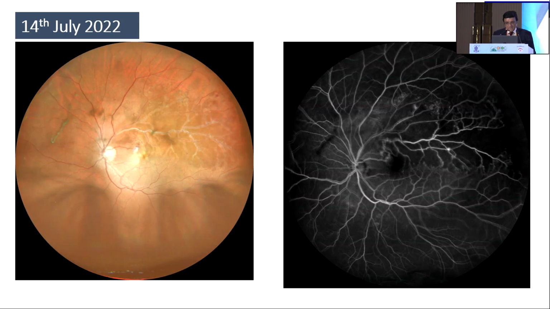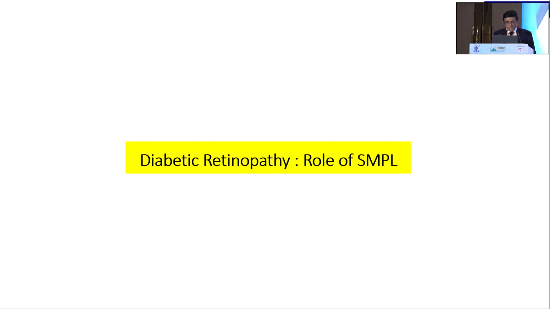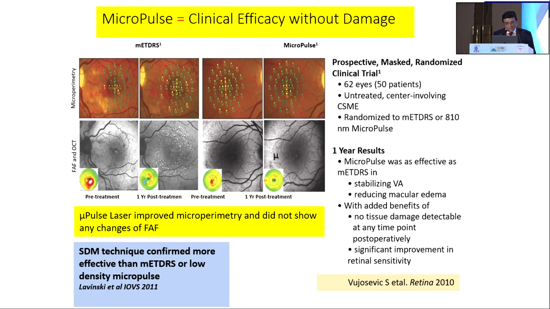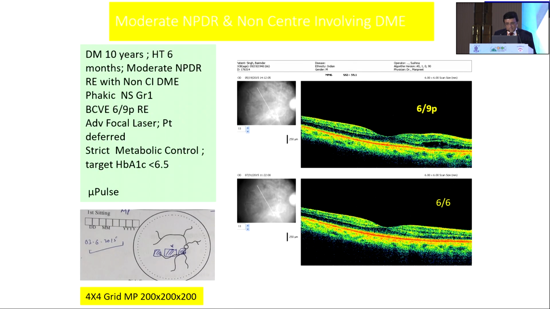He did receive a small focal laser for the small NV he is developing, but for this large area of capillary non-perfusion, he has been treated with micropulse laser and is doing well. It's been shown by various authors that micropulse laser is as good as the modified ETDRS protocol of focal laser being used. So we have treated a few patients with micropulse laser.